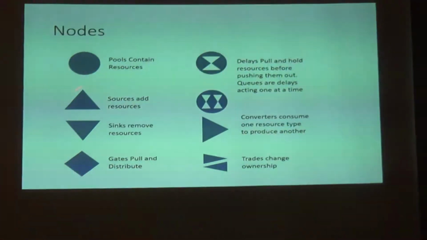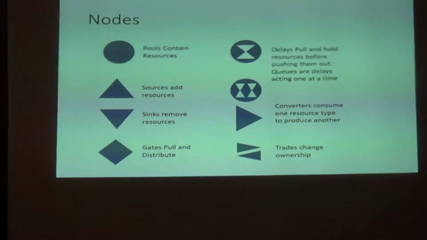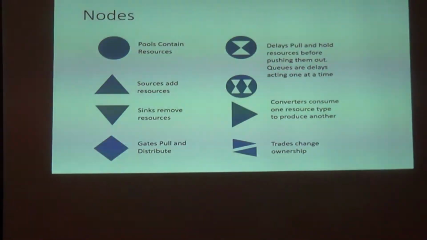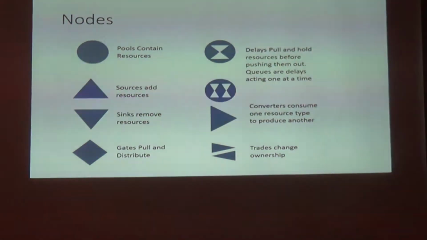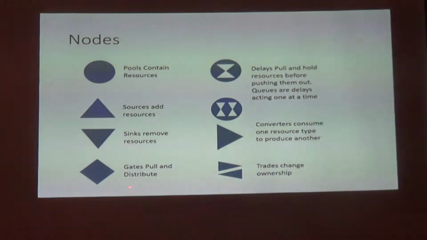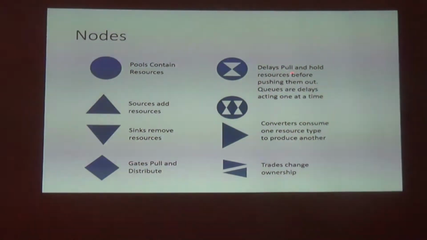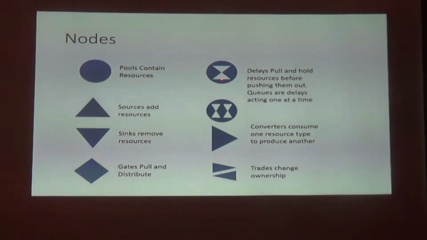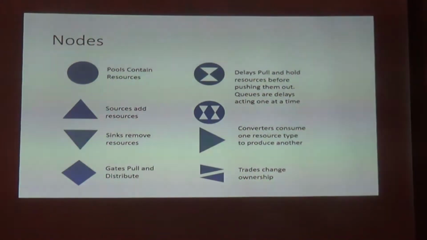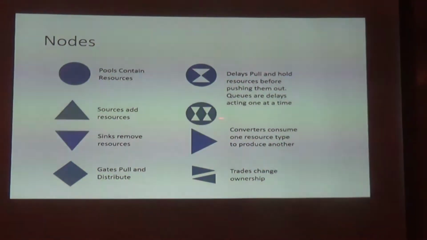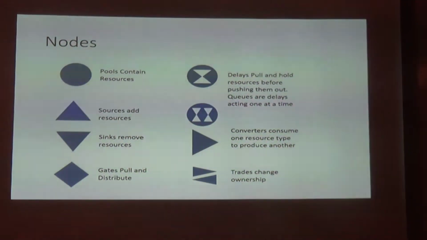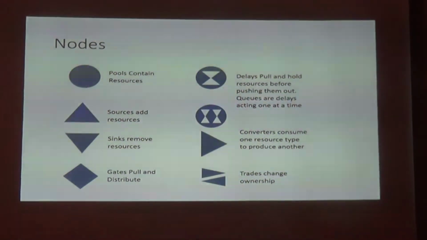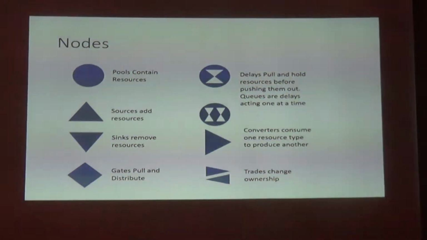Okay. So we have pools that contain resources, so this could be seen as your bag of coin. Sources to add resources, this is your miners. Sinks to remove resources. Gates which pull and distribute, gates that pull and hold resources. So you can see there's a little time symbol on them. And you can also have queues for that, converters to change one type of resource into another, and trades to change ownership.